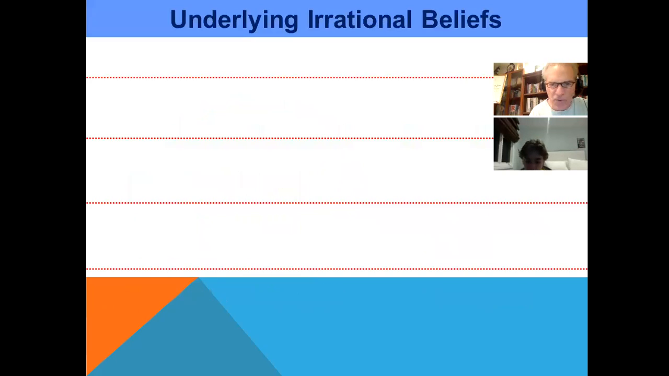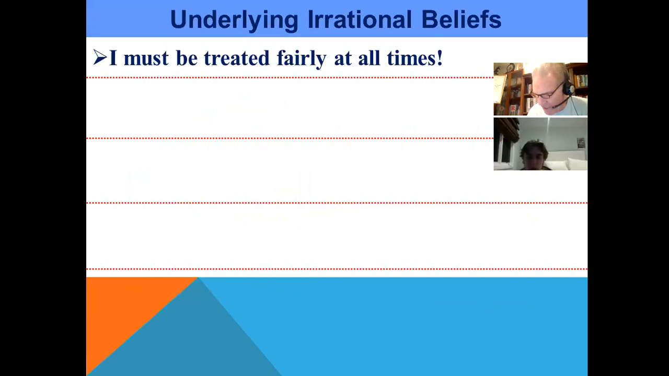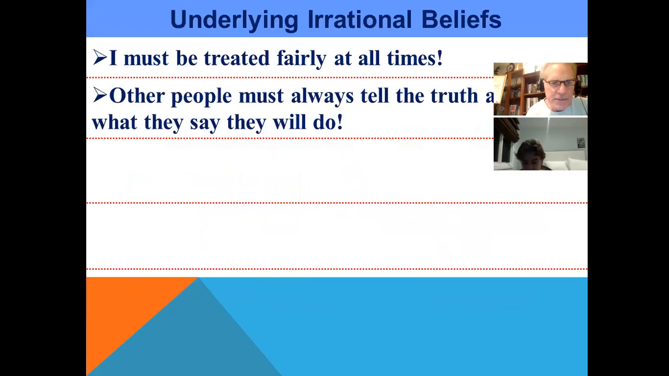So let's look at some irrational beliefs. I must be treated fairly at all times. And when I'm not, it's terrible, it's horrible, it's awful, somebody's going to pay. Other people must always tell the truth and do what they say they will do. This really triggers me. When my wife says she's going to do something and she doesn't do it, I get triggered, unless I have a technique to create a space in between the stimulus and the response.